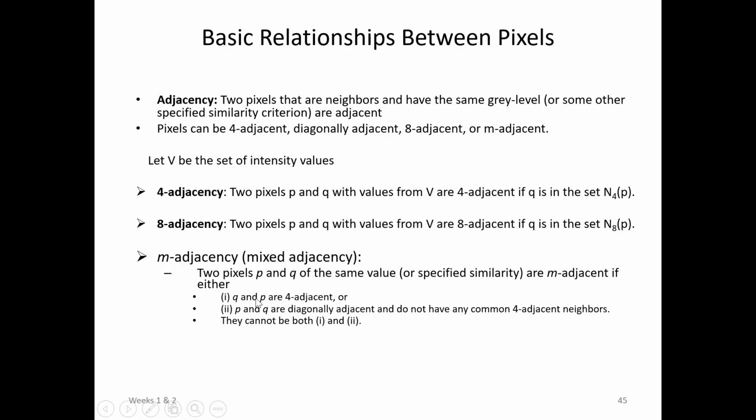P and Q are four adjacent. This is the one condition. Either this condition should be satisfied, or P and Q are diagonally adjacent and do not have any common four adjacent neighbors. Which means P and Q can be diagonally adjacent, but there should not be any common four adjacent neighbors.